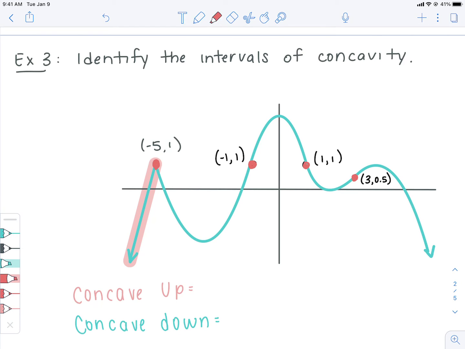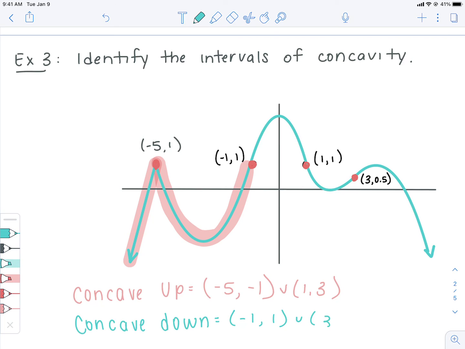My first piece of the graph I notice is facing up. So I'm going to start my interval at -5, and I'm going to stop it at -1. Then I'm going to be concave down from -1 to 1. Concave up from 1 to 3. And the last part of my graph is concave down from 3 to infinity.